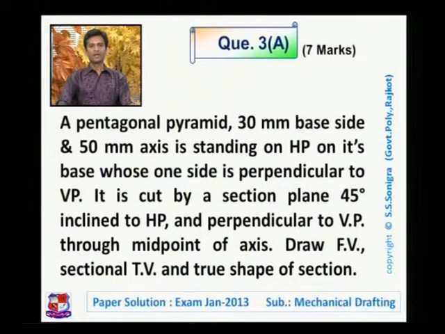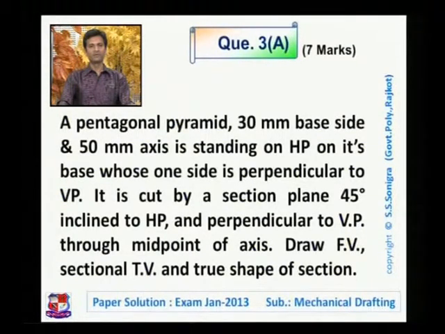It is cut by a section plane 45 degrees inclined to the horizontal plane and perpendicular to the vertical plane through the midpoint of the axis. Draw front view, sectional top view, and true shape of the section. Here the pentagonal pyramid is given, and it is given that one side of the base is perpendicular to the vertical plane. So in top view we draw a pentagon in such a way that one side becomes perpendicular to the XY line, and then draw its front view.